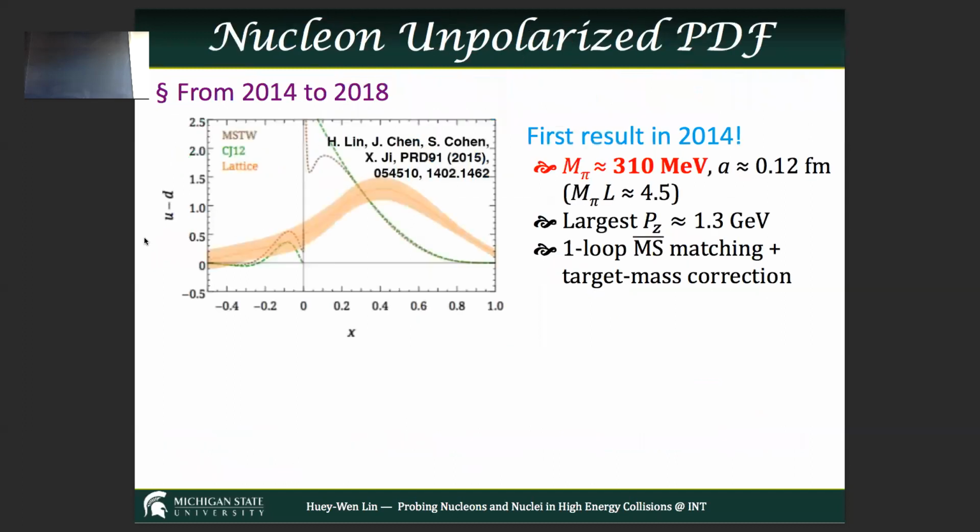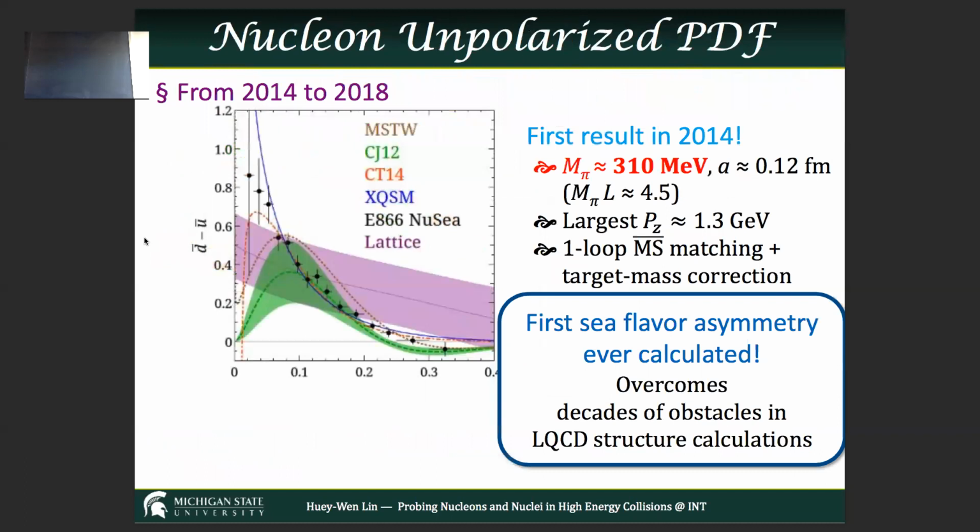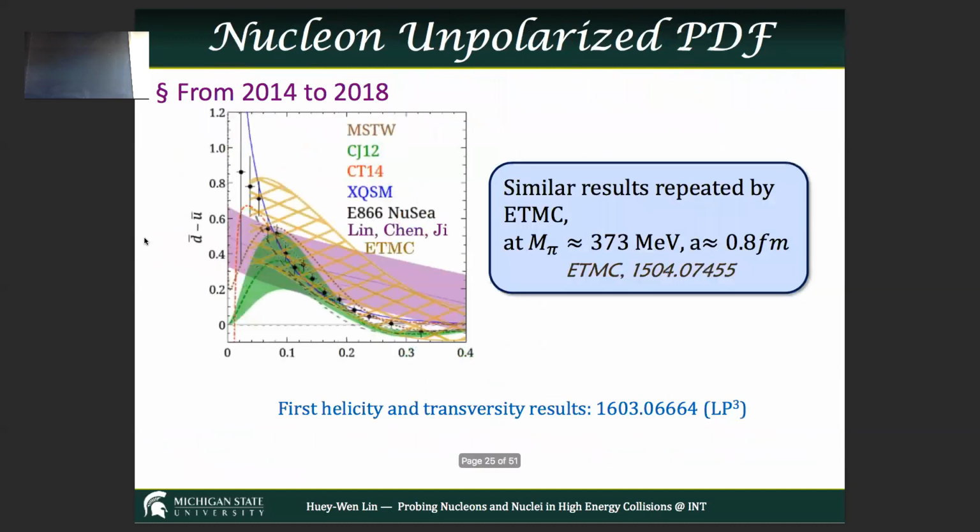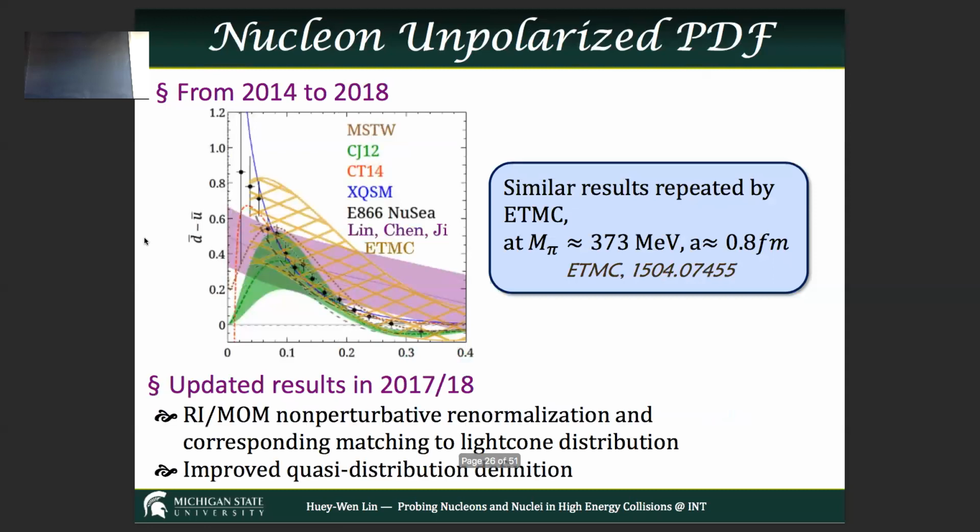Anyway, I just want to point out that we have come a long way. We have the first calculation in 2014. I don't want to get into too much detail because of the time. We are calculating, obviously, one of the issues we want to address: the C-flavor asymmetries. Then we also have the first helicity and transversity calculations.